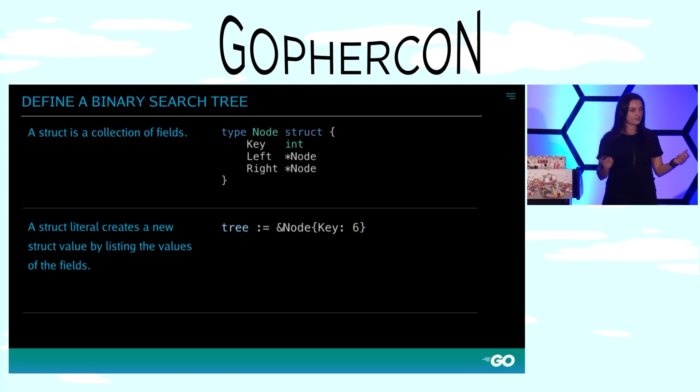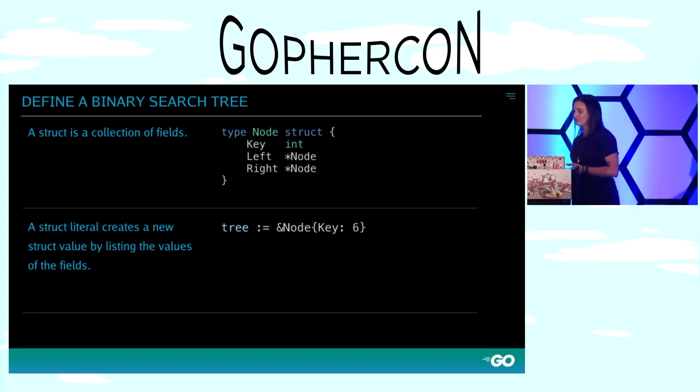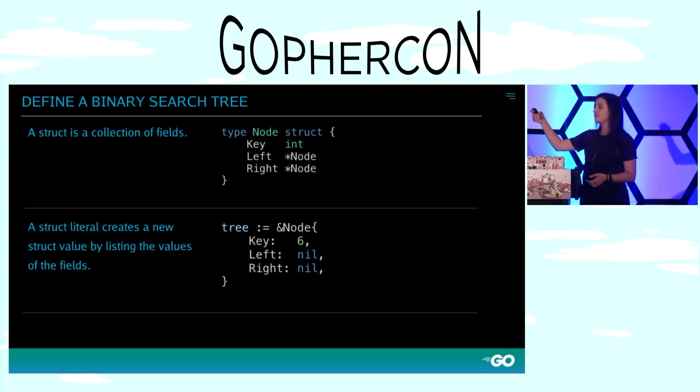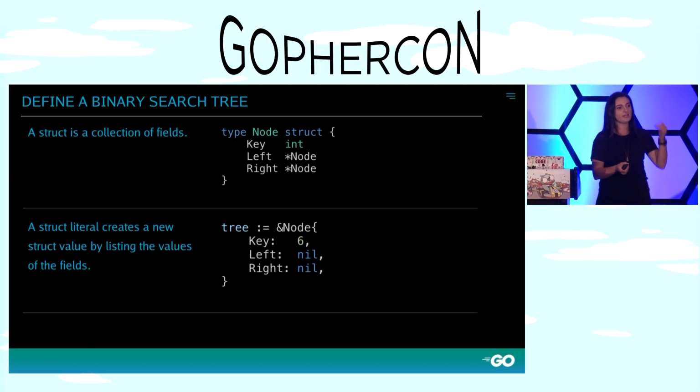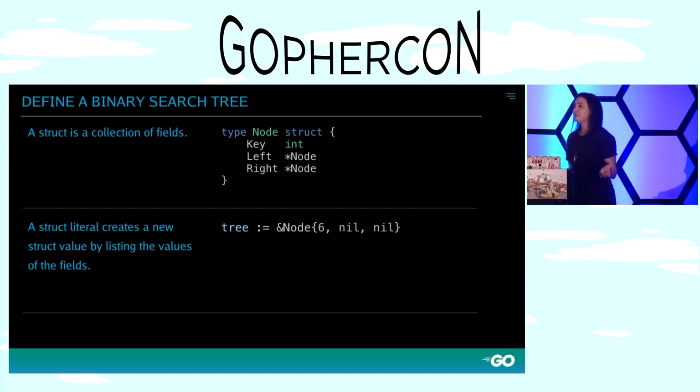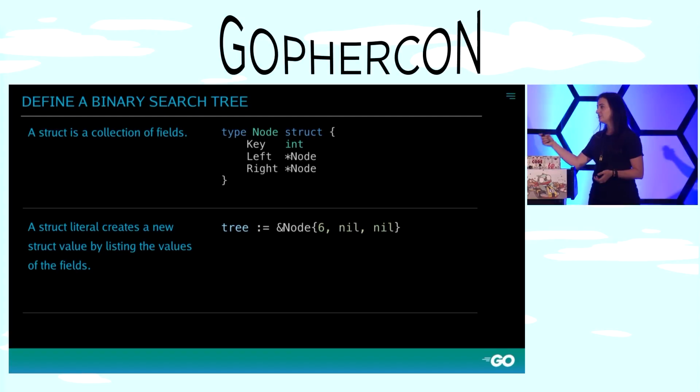So this is a struct literal here. It's creating a node, and it has a value of a key. You might be wondering where the other data points are, because there's key, there's left, there's right. You can list all of those if you want to. So right here we have key named, then left, then right. You do not need to list all of those names if you have the actual named fields in there. You can also do it without the name. So if you wanted to just say, hey, 6 nil nil, you can do that as well.